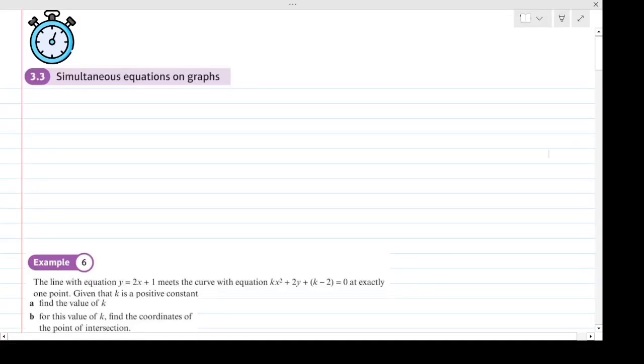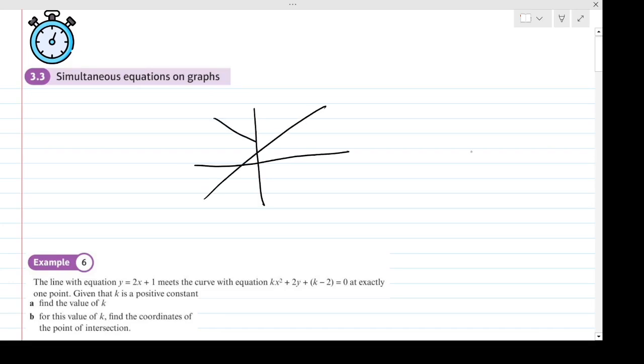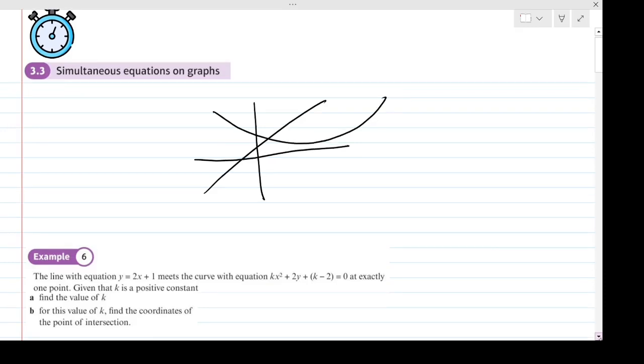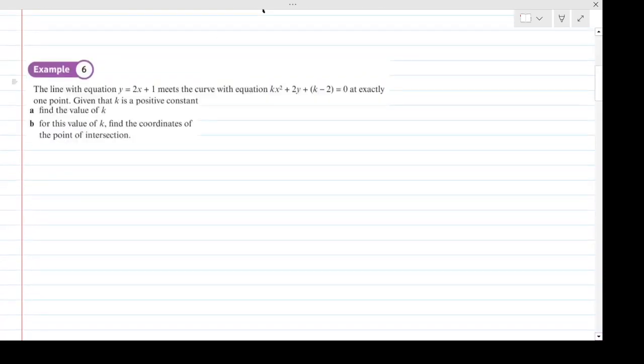Hello, so we need to be comfortable with the idea that if we have two graphs, let's say a straight line and a curve, their point of intersection means that we solve them simultaneously. So the two equations, the curve and the line, we set them equal to each other. That's the interpretation of simultaneous equations.